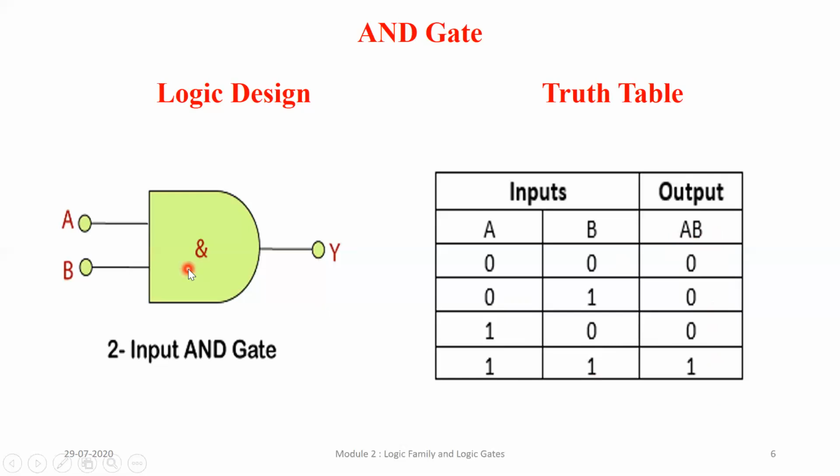So this is the simplest example where I am taking two inputs. You can have a 3 input AND gate, a 4 input AND gate, and so on. You finished with this? Yes, ma'am.